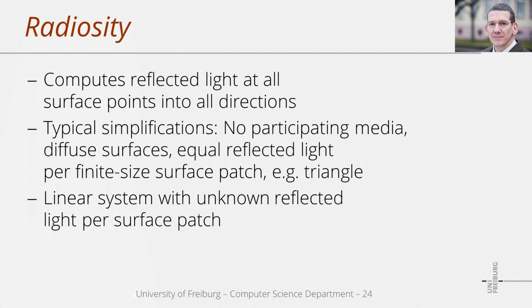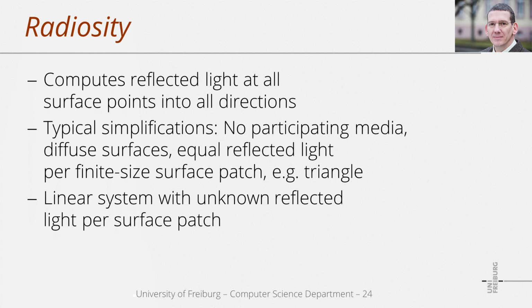Another typical simplification would be the discretization of a scene into surface patches of finite size. So instead of computing the light interaction at an infinite number of surface points, we just compute the light interaction for a finite number of surface patches, for instance triangles. The third typically employed simplification is the assumption that all surfaces are perfect diffuse reflectors. In this case, light is equally reflected into all directions, and the amount of reflected light is independent from the direction. These assumptions result in the fact that we have to compute just one unknown for each surface patch to represent the entire light transport in a scene.